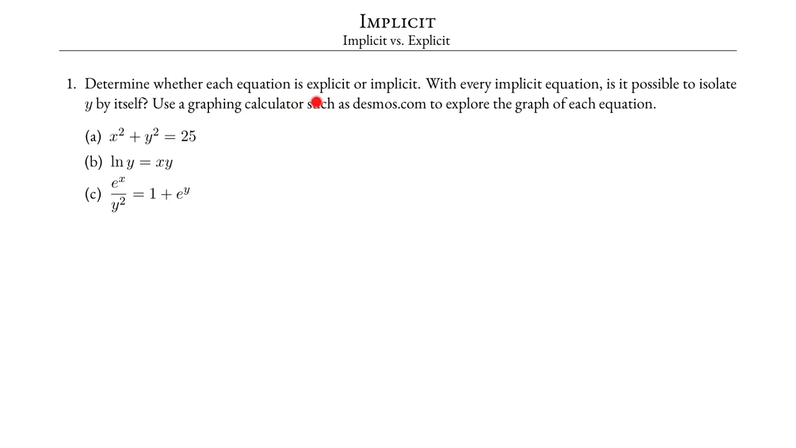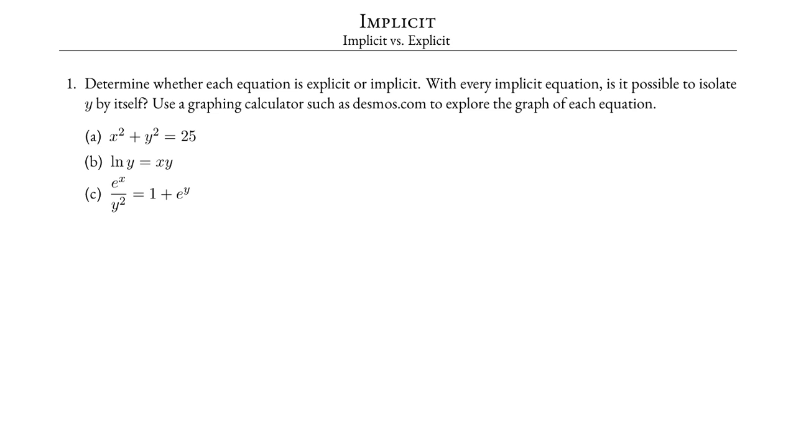Determine whether each equation is explicit or implicit. With every implicit equation, is it possible to isolate y by itself? Use a graphing calculator such as Desmos.com to explore the graph of each equation. x squared plus y squared equals 25. An equation is in implicit form.